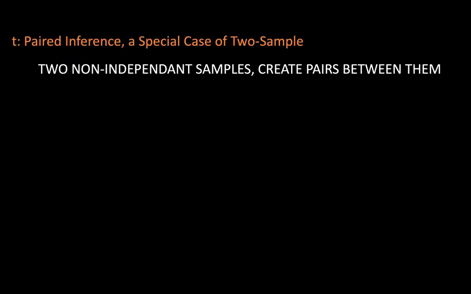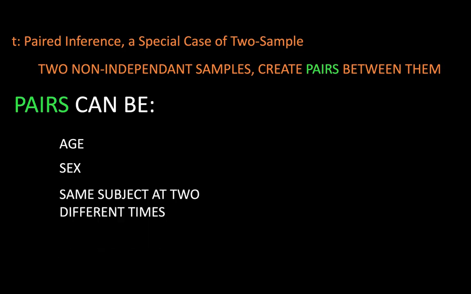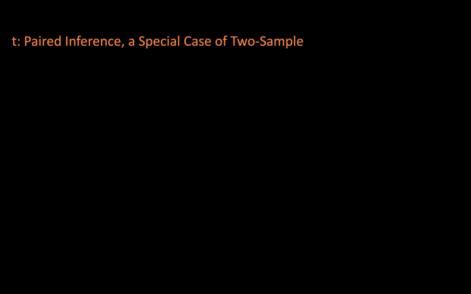Number 3, we'll be talking about paired inference, a special case of the two-sample t-test. In this t-test, we have two non-independent samples, and we want to create pairs between them. The pairs can be matched by age, sex, the same subject at two different times, two different measurements of the same subject, and many others.